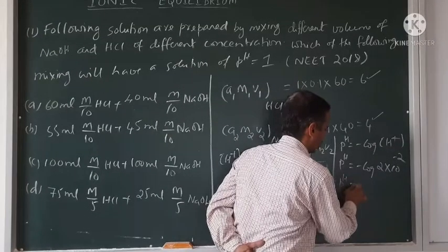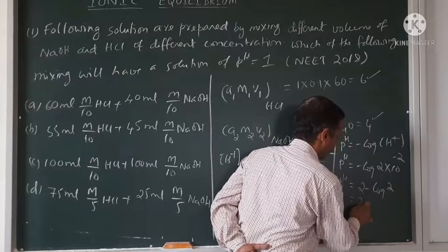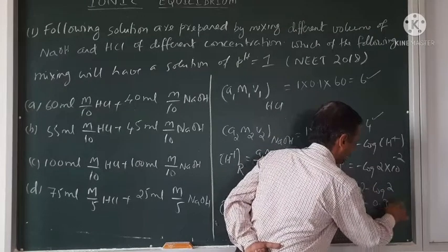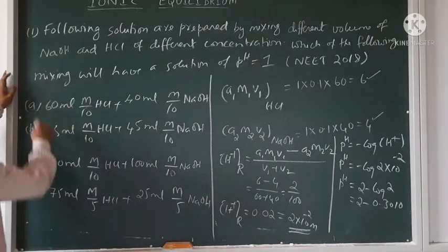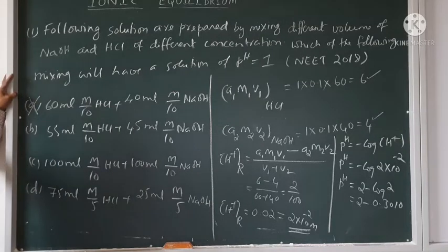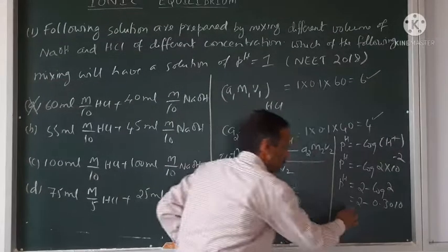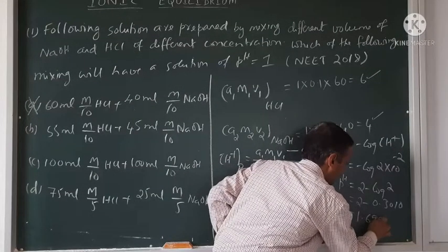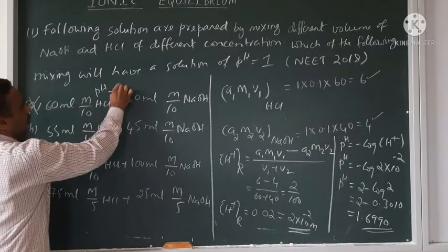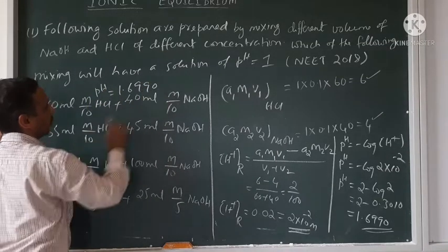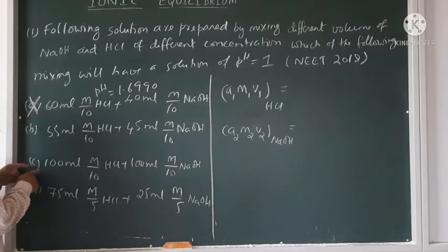pH is equal to 2 minus log 2, is equal to 2 minus 0.3010 because log 2 is 0.3010. And remember, this cannot be pH 1 because 2 minus 0.3010 means I'll get 1.6990. So pH of this is 1.6990, which is not 1, so this is not the answer. Now see the C option.